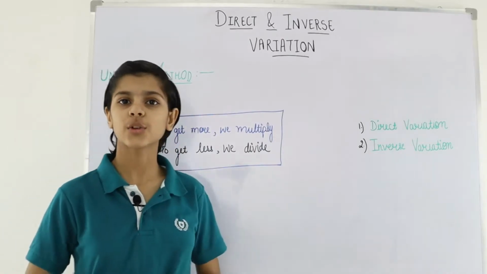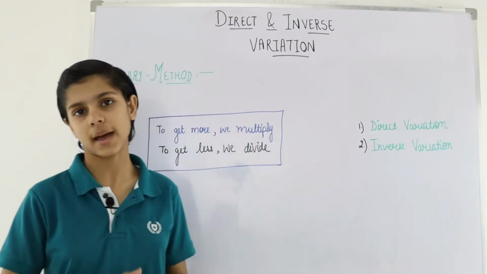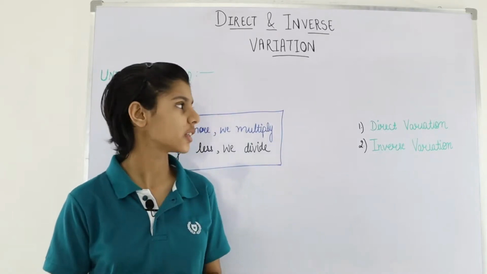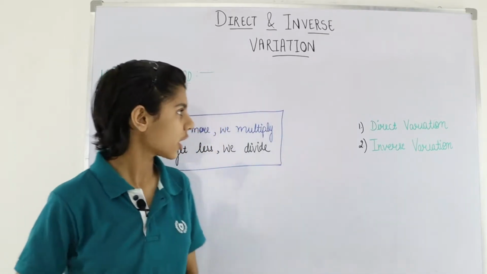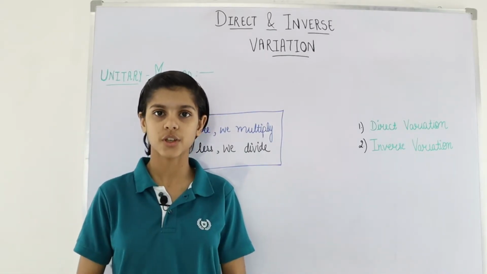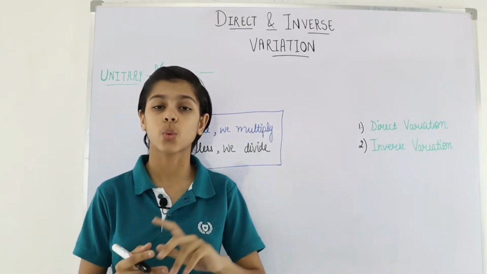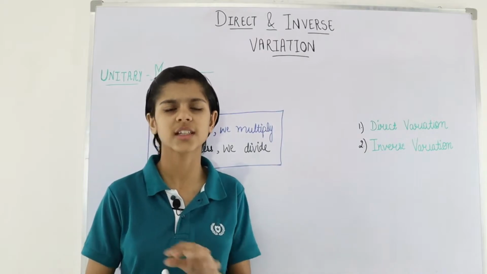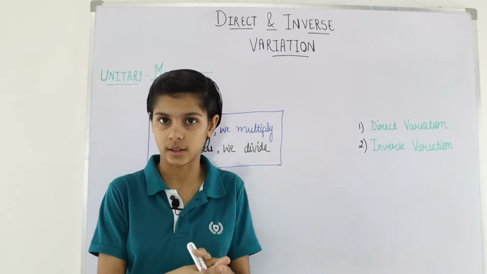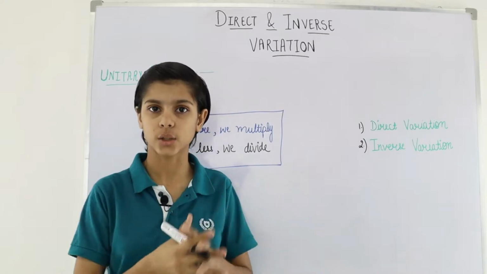So before we start with direct and inverse variation, firstly we should know what is unitary method, as unitary method acts as a base for solving these two variations. So now unitary method is a method in which firstly we find out the unit quantity. Unit quantity means one thing or the cost of one thing. It can be anything, cost, weight, size of one thing, so that we can get the quantity of others that are asked in the question.